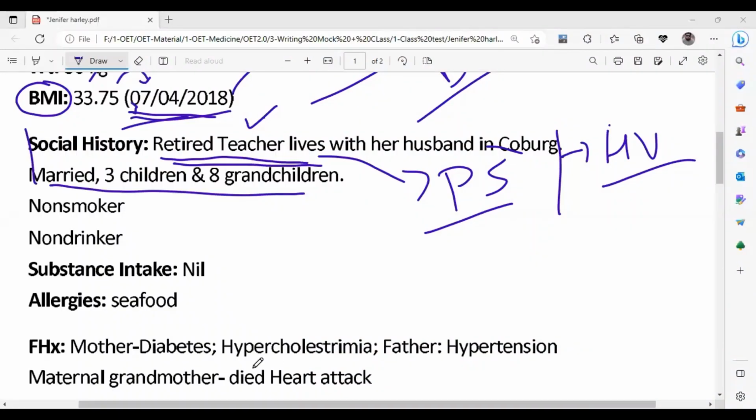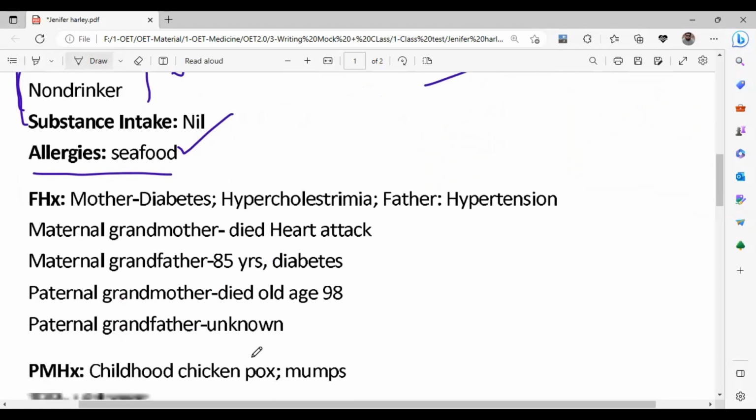Non-smoker and non-drinker can be semi-relevant. You can omit them because they are important negatives but not that important to be written. In the last stage of cancer, it's not that significant to incorporate these points. Allergic to seafood, yes, it's important because we have seen there was a plan for the diet, for example. That's why we will mention this.